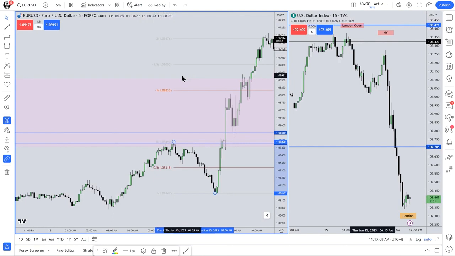It could very easily stop there and consolidate into the rest of the day and then continue on Sunday into Monday. But allowing for continuation, when it gets to the high of the order block, you need to consider taking a partial there.